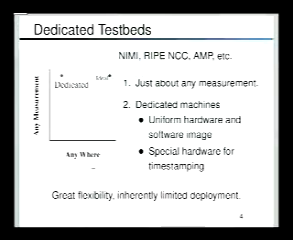Trying to put some other stuff into context, you could think about doing something with a dedicated testbed like NIMI or RIPE-NCC or AMP or Surveyor, or there are a bunch of these. These would let you run any measurement you could come up with and convince people to deploy, but their deployment is kind of limited by having to use dedicated machines and either uniform hardware or software image or special hardware for timestamping. So although the hardware for timestamping is getting cheaper, and hardware is cheap and power is cheap, these are somewhat inherently limited in deployment.